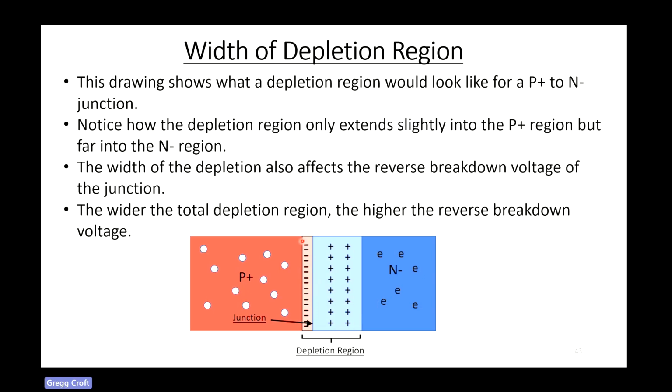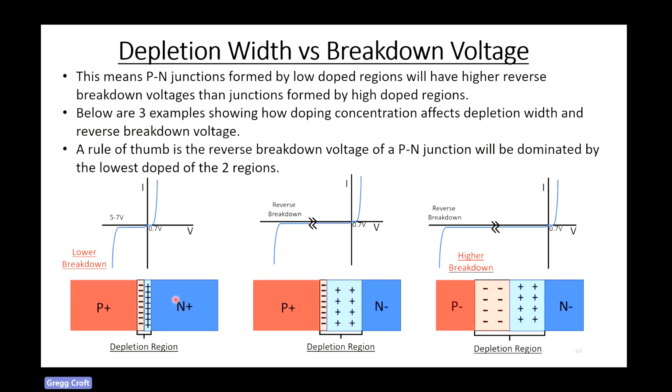So the width of the depletion region also affects the reverse breakdown voltage of the junction. And the wider the total depletion region, the higher the reverse breakdown voltage. And so this slide kind of shows that. What you have here is, on the side, I've shown two very highly doped regions pushed together here. So it's P plus to N plus. And you can see the depletion region is very small in this case. What you get, from a VI characteristic, is a very low breakdown voltage. This could be maybe somewhere in the range of 5 to 7 volts.